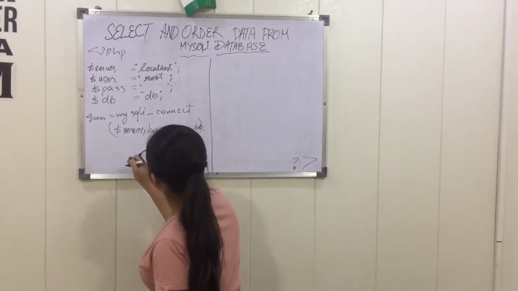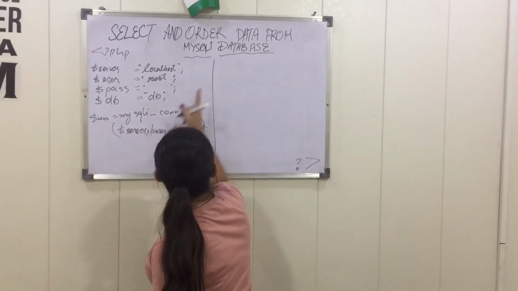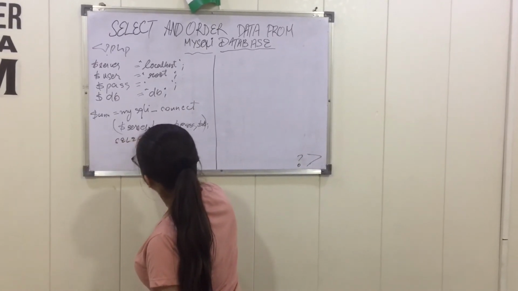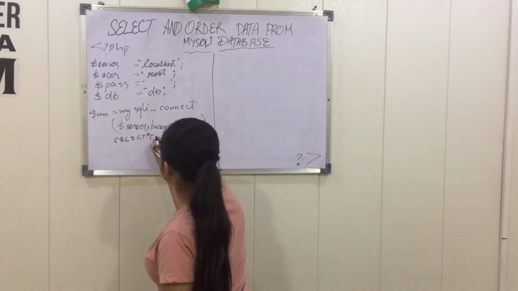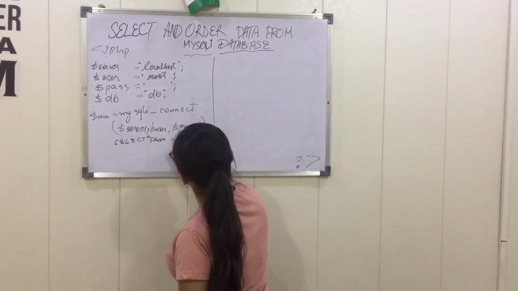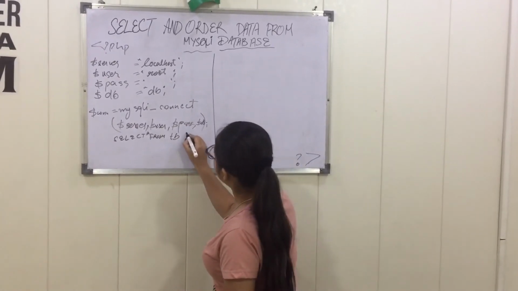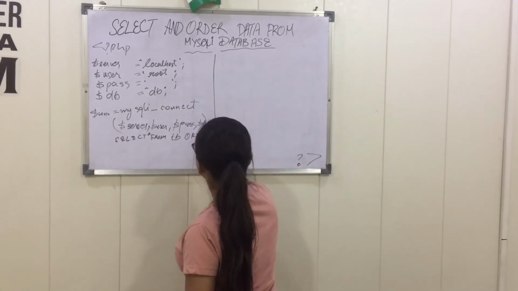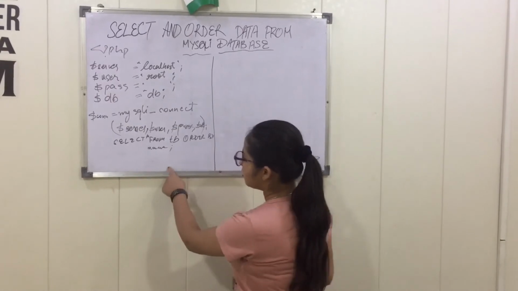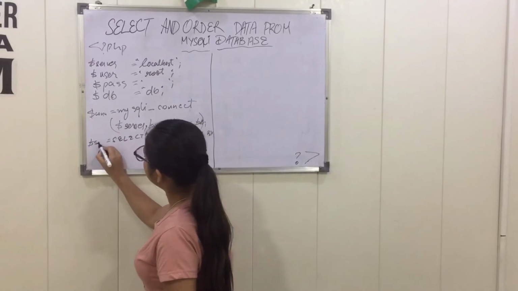After that we will go to select the data, that is, order the data. So I will write here select star from my table name. Suppose my table name is TB. After that order by name, and then a semicolon. So now we'll put this into a variable. Suppose my variable name is $sql.